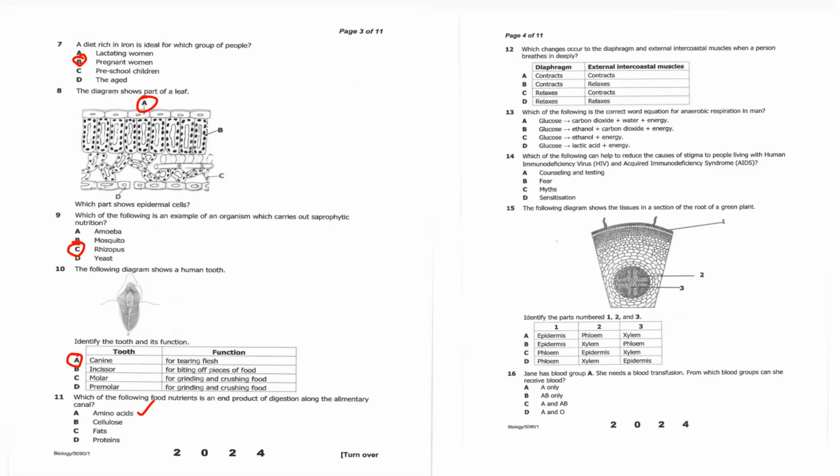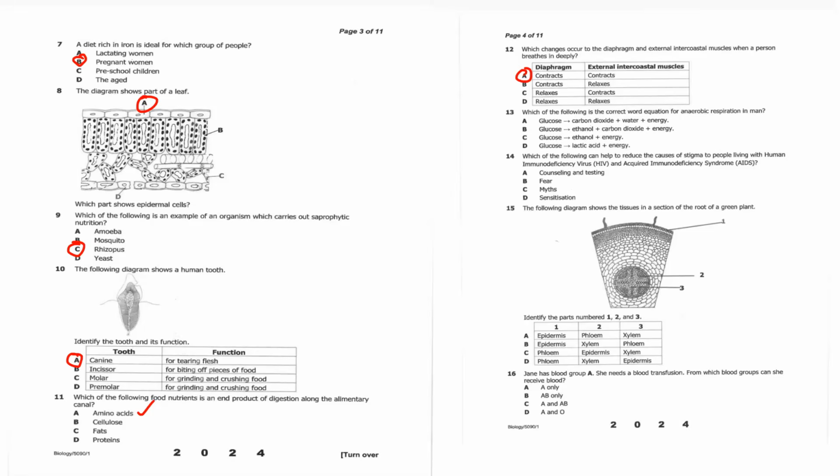Which of the changes occur to the diaphragm and external intercostal muscles when the person breathes in deeply? The diaphragm contracts. The external intercostal muscles also contract. I think we've looked at this question at some point, so it's more like just a repetition.